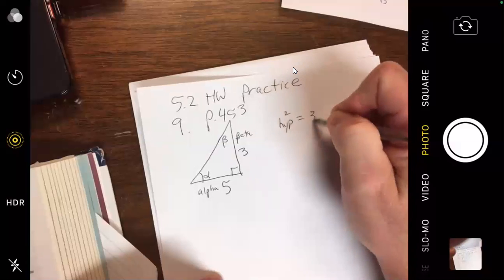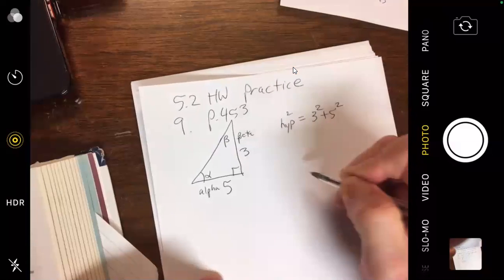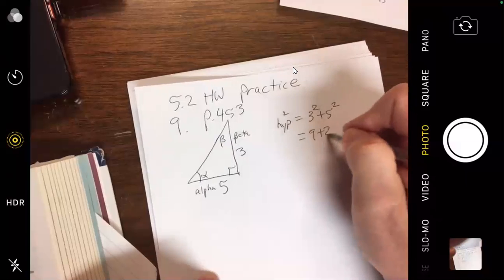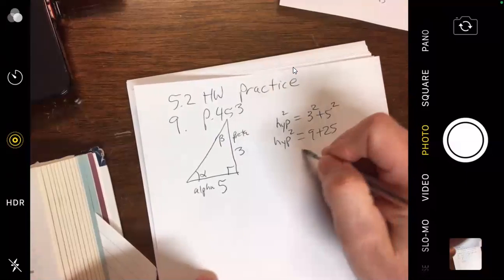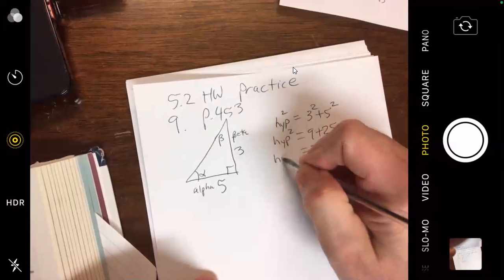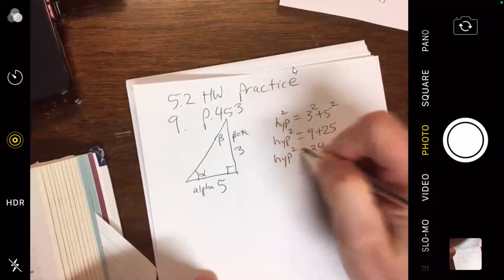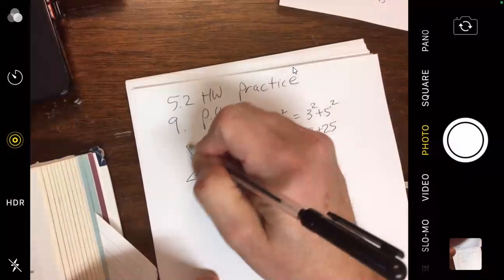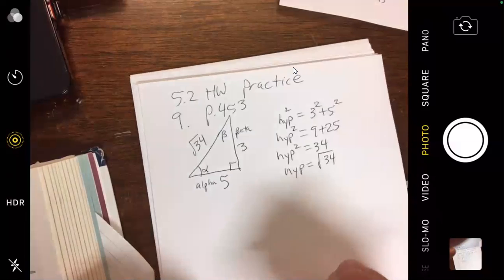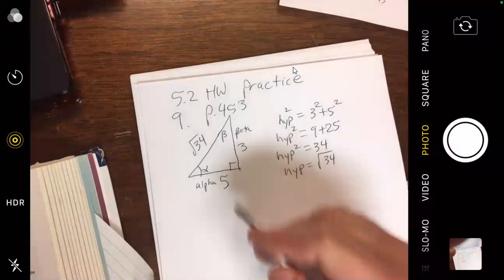Hypotenuse squared will equal 3 squared plus 5 squared. That will be 9 plus 25, so hypotenuse squared will be 34. The hypotenuse here is going to be root 34. Sometimes they try to confuse you.